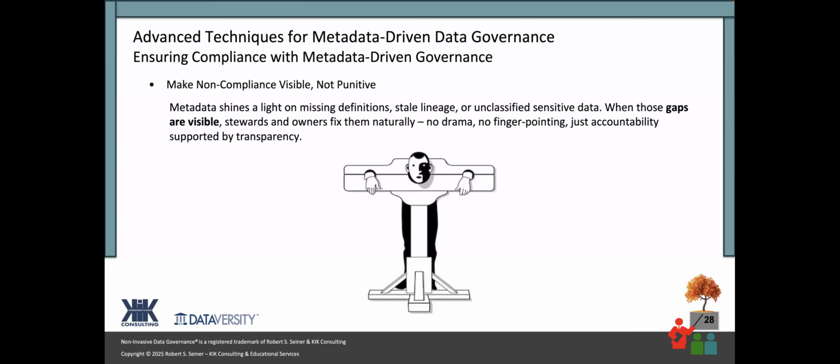We don't need to point our fingers at people. We just need to be able to show, here's where we have good definitions. Here's where some of those definitions are missing. Let's work together to make certain that we are providing the same level of trust and confidence around the data, no matter where it comes from. So let's make non-compliance to becoming metadata driven more visible, not necessarily something that's punitive.